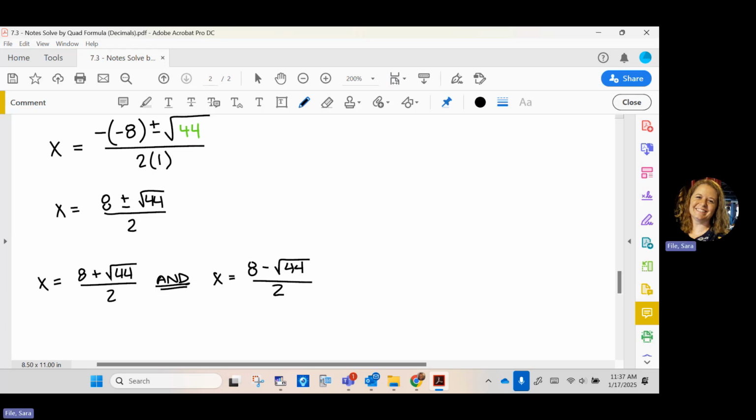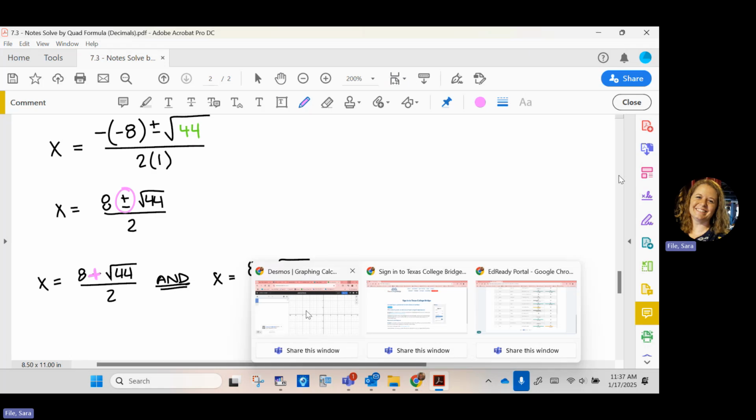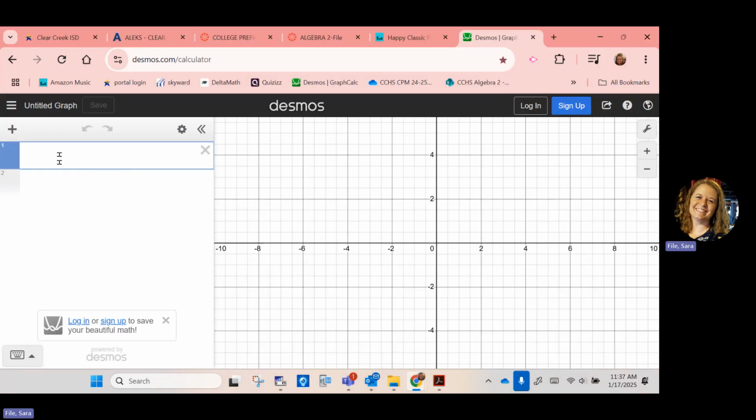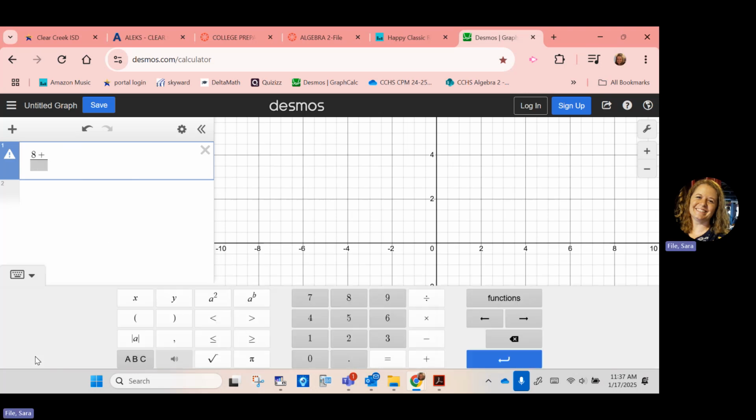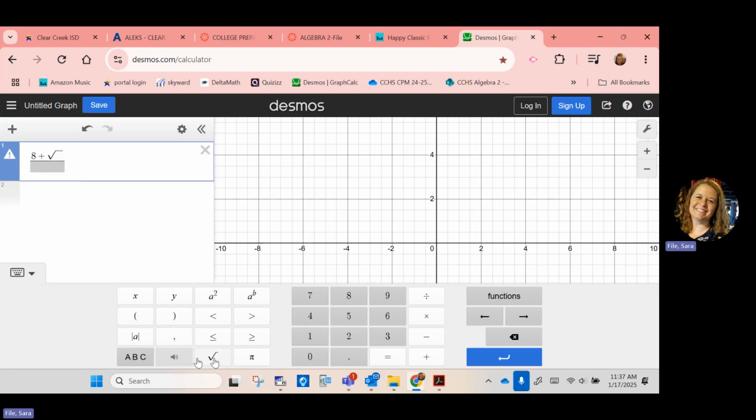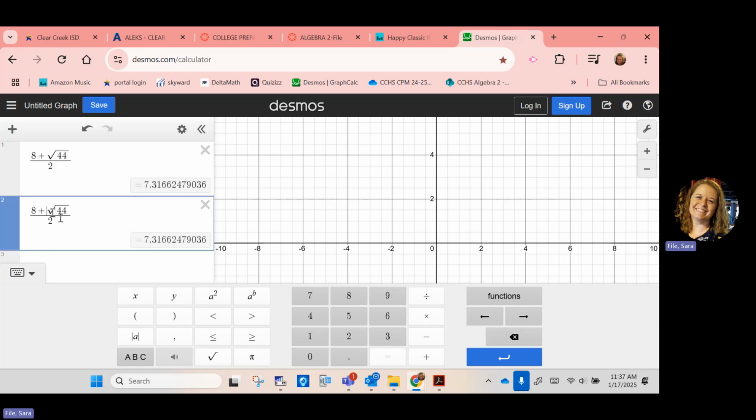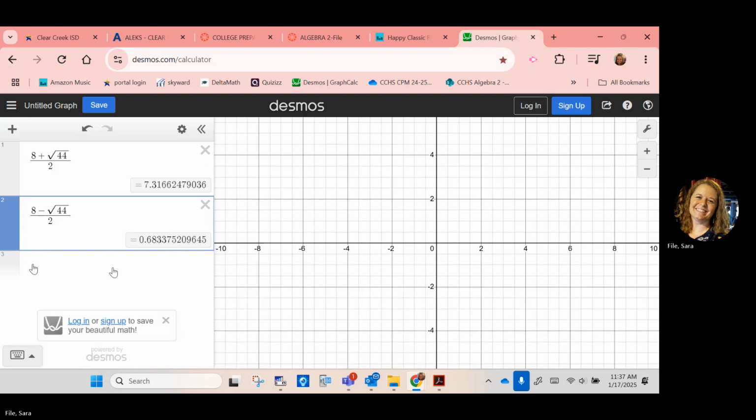So I'm going to calculate these because of that plus or minus, once with a plus, once with a minus. So I'll pull up Desmos here. I'll go ahead and get the fraction first and then type in the top 8 plus, and then your square root is right here, 44 over 2. Now you can just copy and paste that and change the plus to a minus, or you can retype it all, it doesn't matter, but this is what I get.